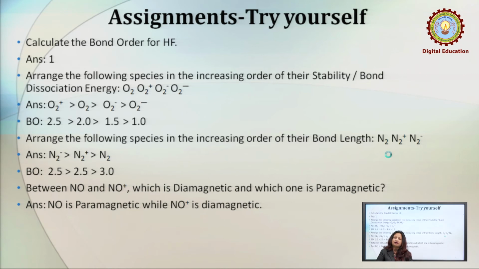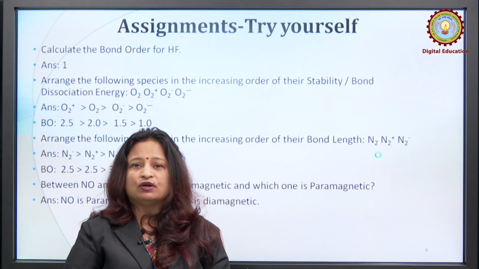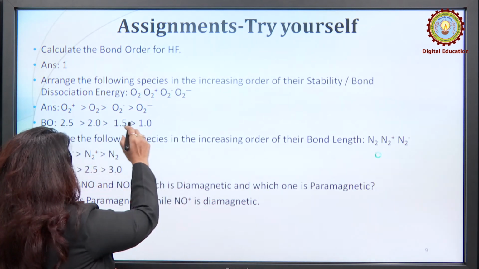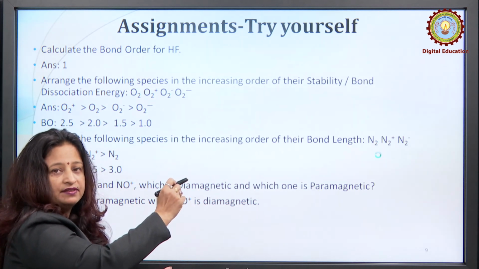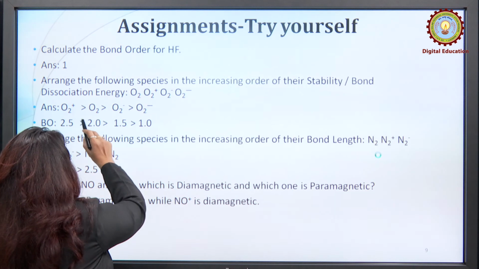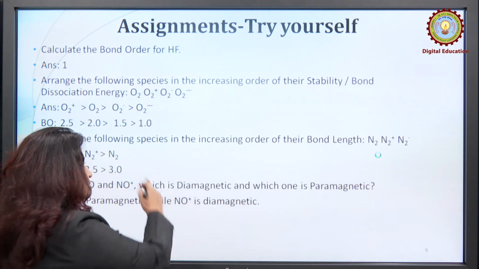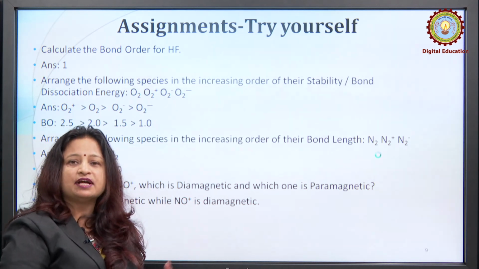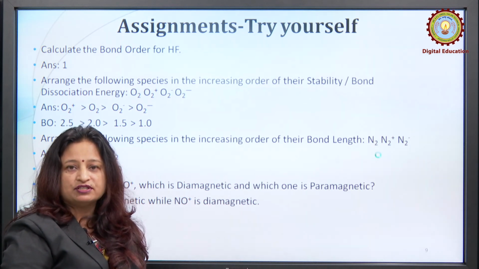Now, whenever you are asked to arrange the species, ionic species, in the increasing or even decreasing order of their stability or bond dissociation energy, then always remember you will have to find out the bond orders. On the basis of bond orders, you can easily categorize and arrange the elements or the ionic species into different orders as asked by the examiner. So, here you can see O2 has bond order 2, O2 plus has 2.5, so it has higher bond dissociation energy, and so on. You can calculate the bond order and arrange the species in the increasing or even decreasing order of their stability or bond dissociation energy.